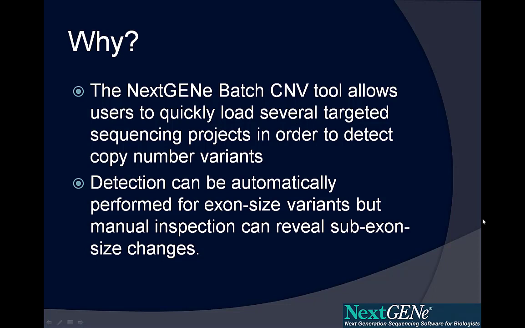This tool allows you to load a batch of targeted sequencing projects in order to detect potential copy number variants within the samples based on the coverage. Calls can be automatically made based on simple cutoffs for exon size variants, but it's also possible to look at the normalized coverage at any position and any of the samples to possibly find variants that are smaller than an entire exon.